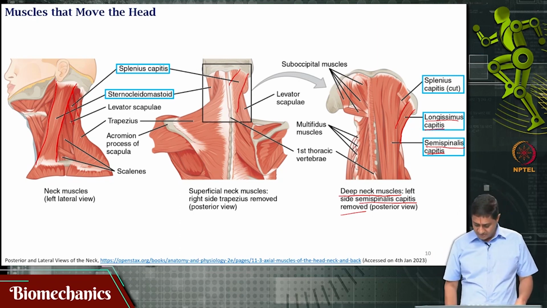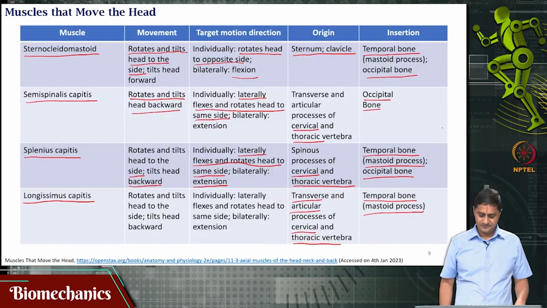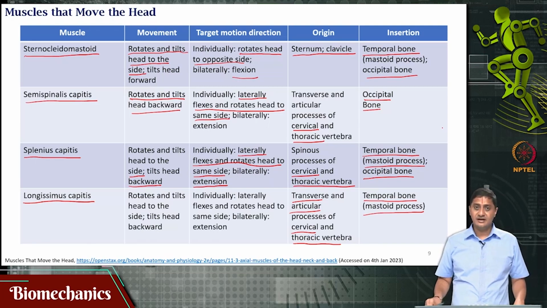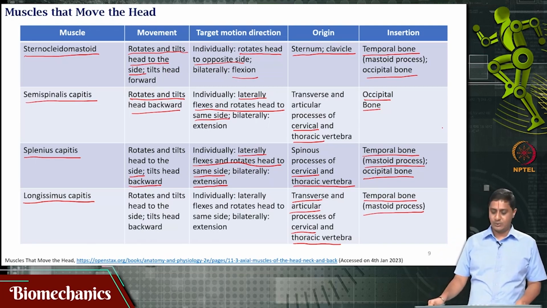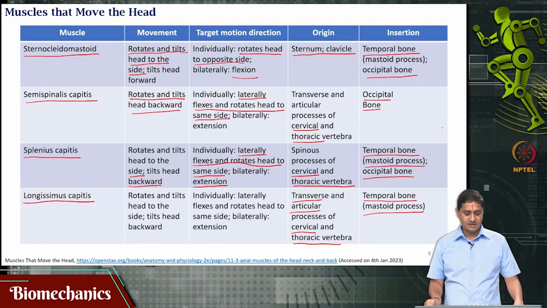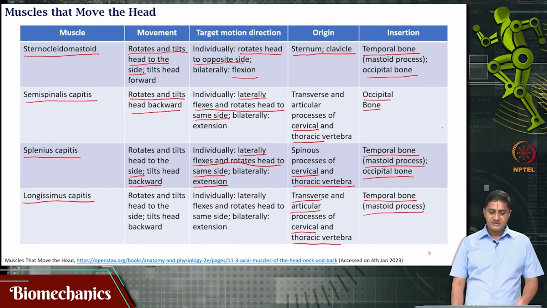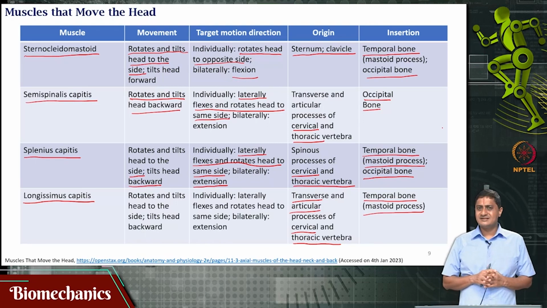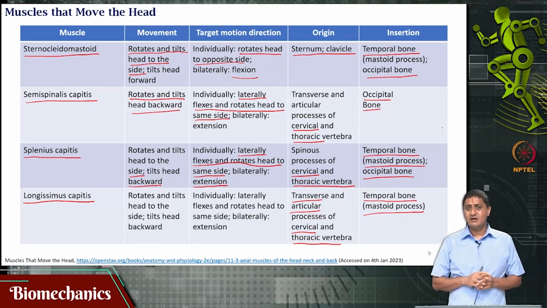Right. What is the action? Individually, lateral flexion and rotation of the head to the same side, and when both of them are active, extension of the head. Right. So, the movement rotates and tilts the head to the side and tilts the head backward. That is the function of this longissimus capitis. So, these are the muscles responsible for movement at the level of the neck, or movement of the head.